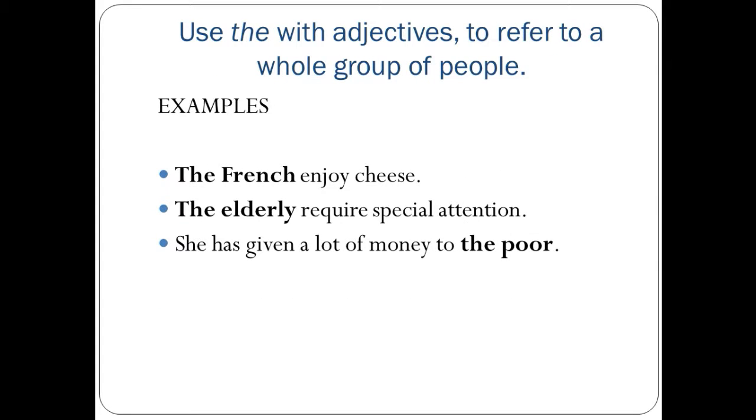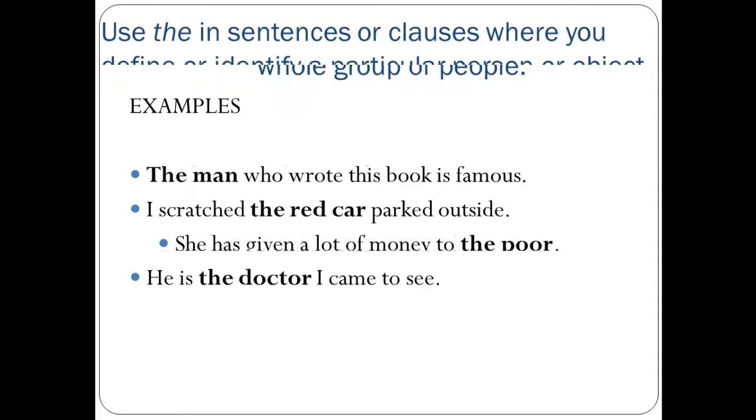Rule number 2. Use the with adjectives to refer to a whole group of people. Examples: number 1, the French enjoy cheese. Number 2, the elderly require special attention. And number 3, she has given a lot of money to the poor. The highlighted words are the French, the elderly, and the poor.